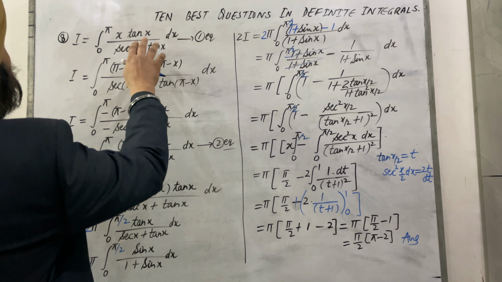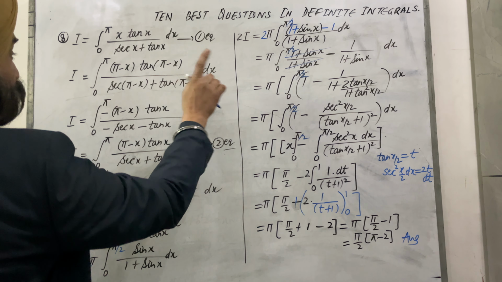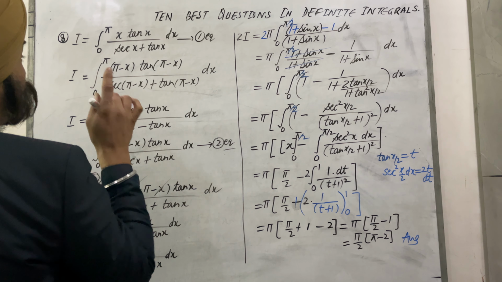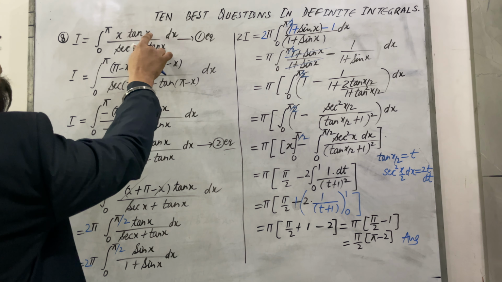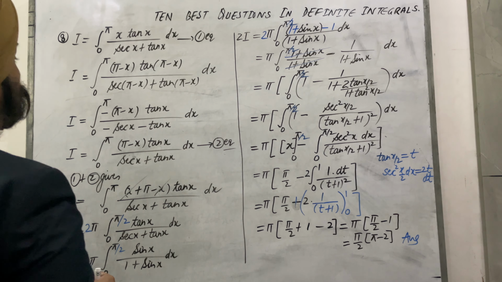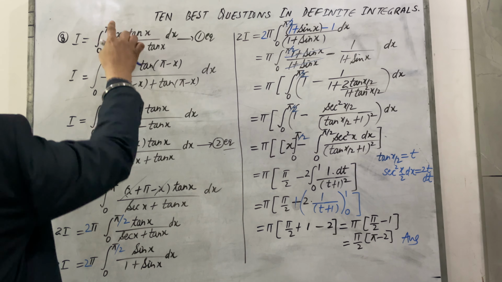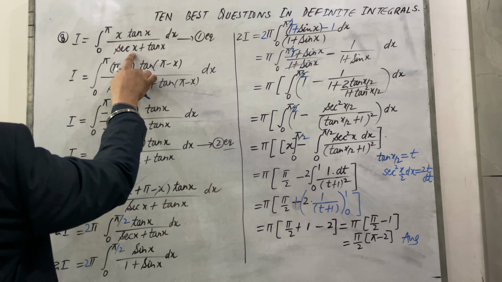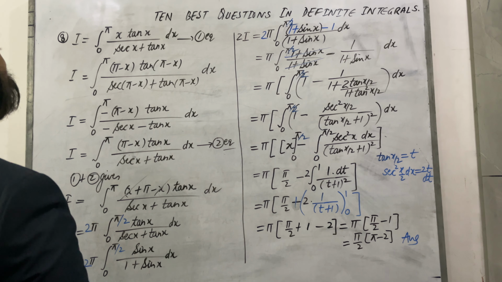So here, as usual, we make use of the sixth property, according to which the variable x present in the integrand will be replaced by the upper limit minus the variable. So in place of x, I'll be writing pi minus x here, here, here, and here. I arrive at this particular step.